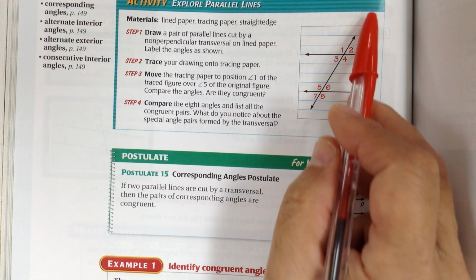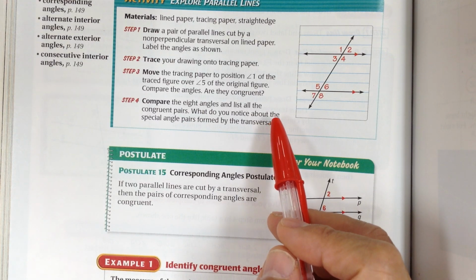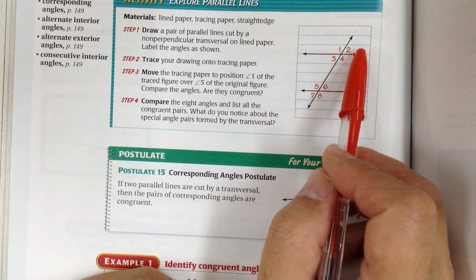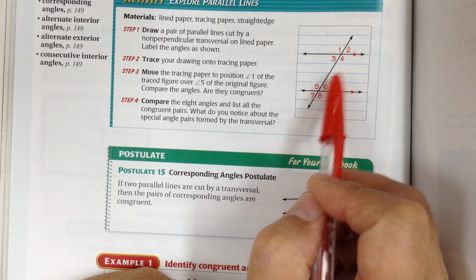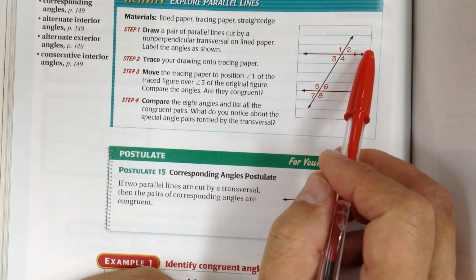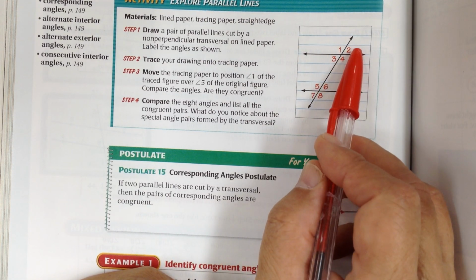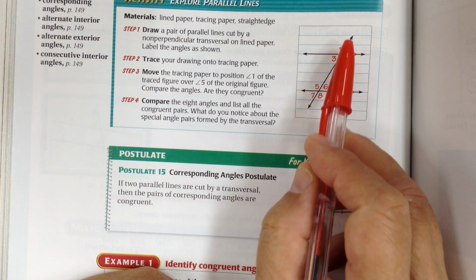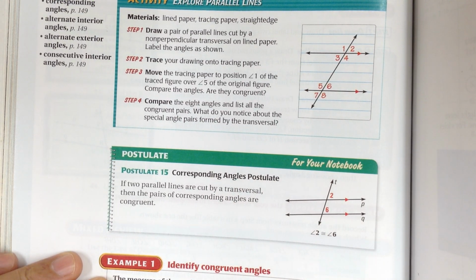So when you have parallel lines cut by a transversal, basically you're going to have two types of angles. All the acute angles, like 2, 3, 6, 7, will all be congruent to each other. So you're going to get two sets of congruent angles. Angles 2, 3, 6, 7 are congruent. 1, 4, 5, 8 are congruent. We're going to do more proof of that as we go on.